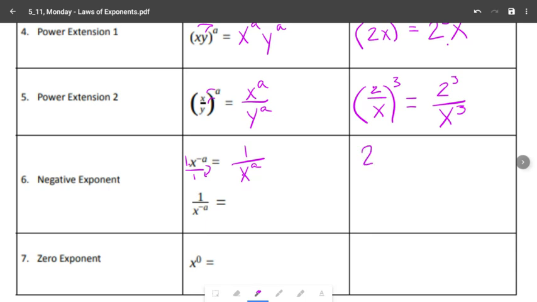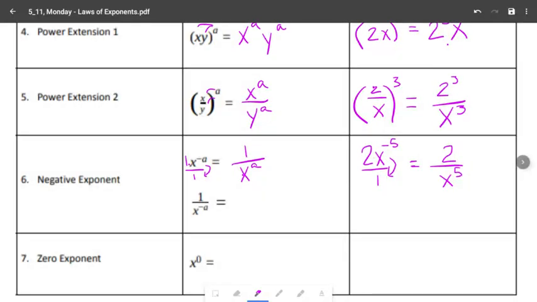For example, if I had 2x to the negative fifth, this whole thing is technically over 1. So switching to the other side would be the x, and that 5 turns positive, but the 2 would stay on top because that 2 and x are two separate things.